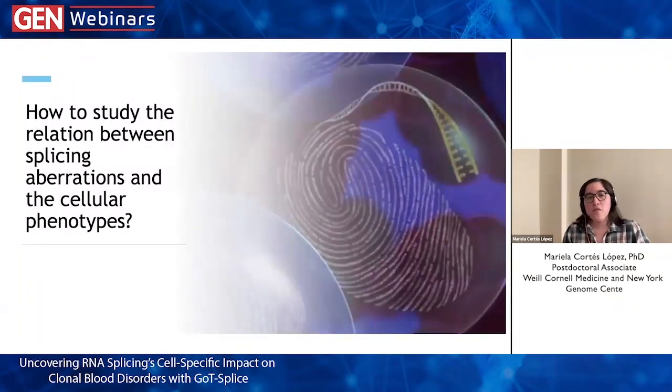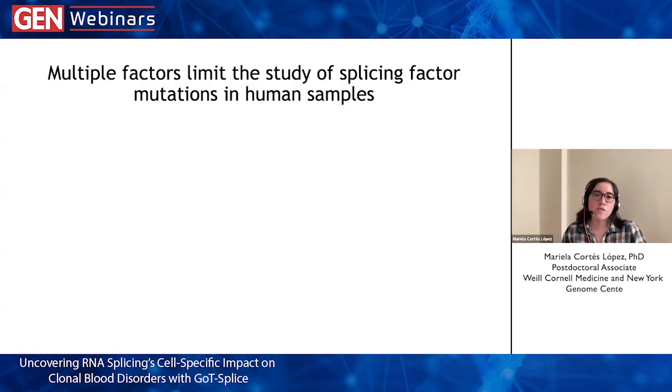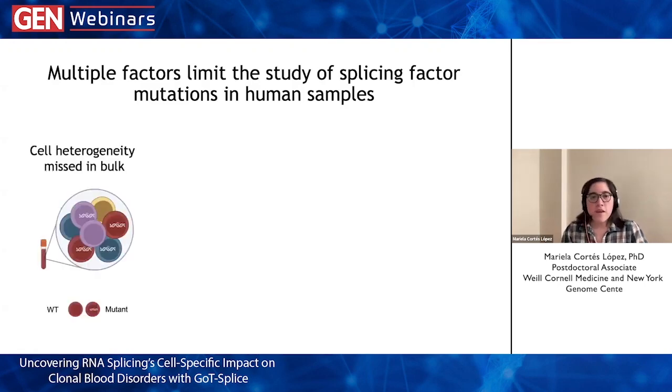So we wanted to study the relationship between splicing aberrations and the cellular phenotypes that we have observed. However, there have been many pioneer studies that have tried to look into this, but they have been limited by multiple factors. First, in the cells that we can get in the samples, like blood samples that we can get of patients, there is a high cell heterogeneity.